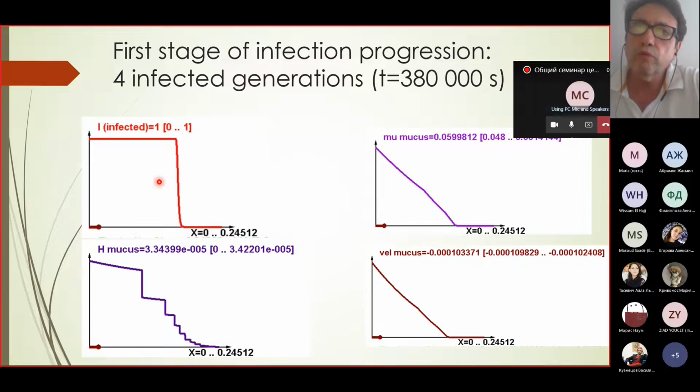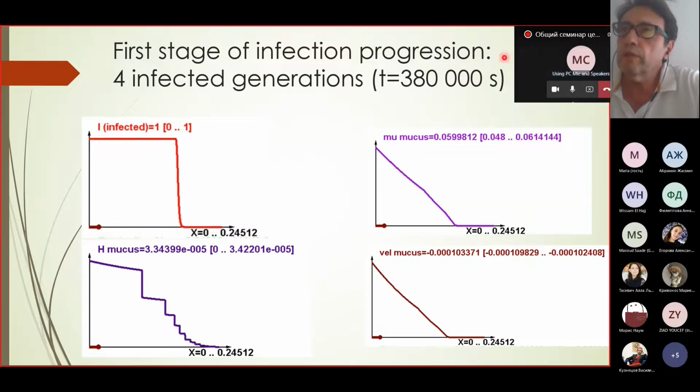At the left here, infected cells, at the right, uninfected cells. This curve moves from the left to the right because infection propagates like that. Here, what I show corresponds to the situation where the first 4 generations are infected. Red line here. This is H, the distribution of mucus thickness. Mu, distribution of viscosity. V, distribution of velocity.